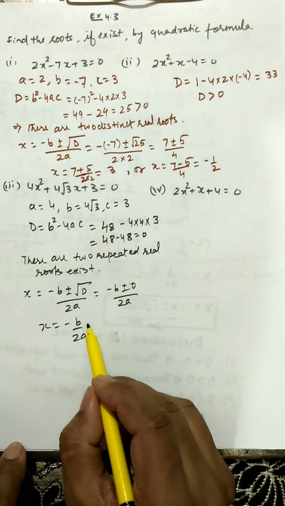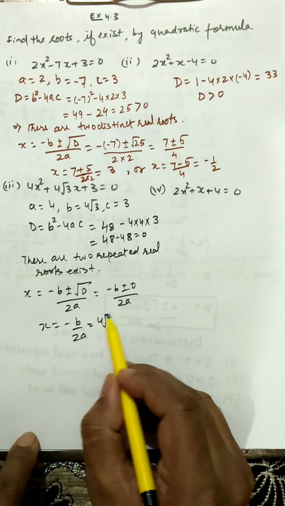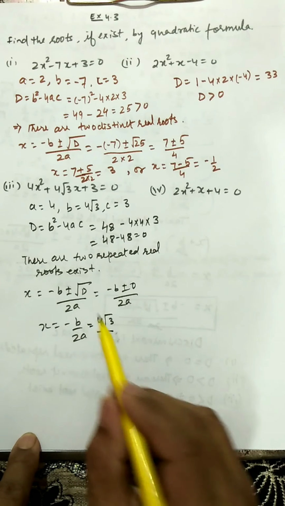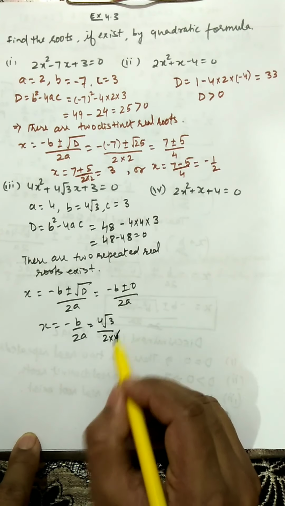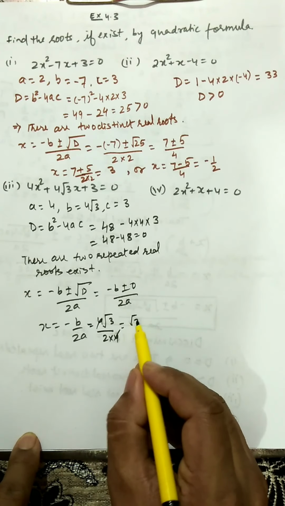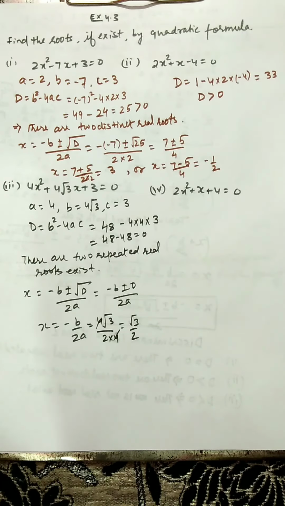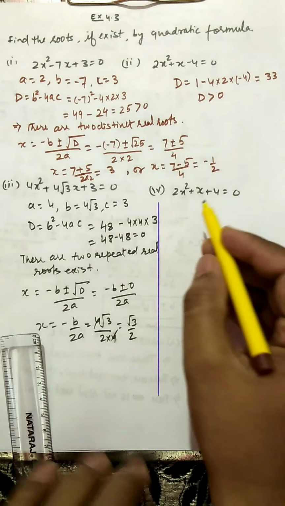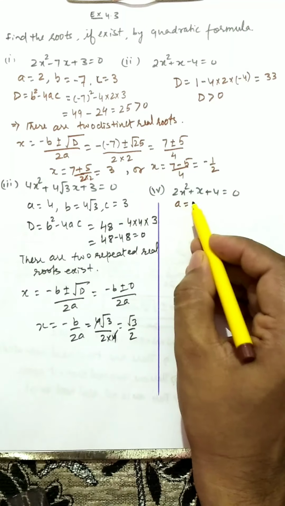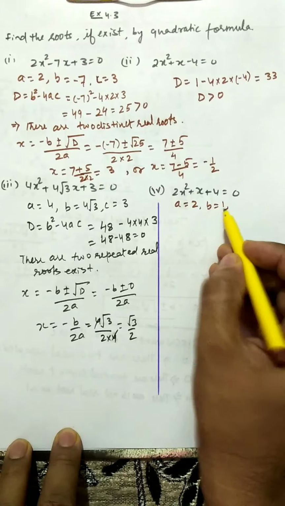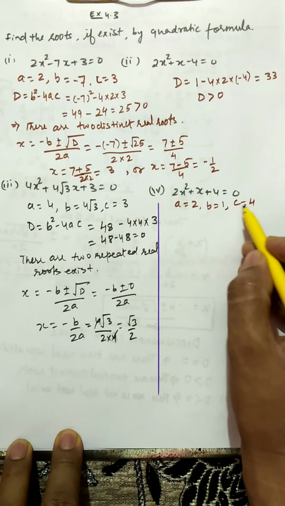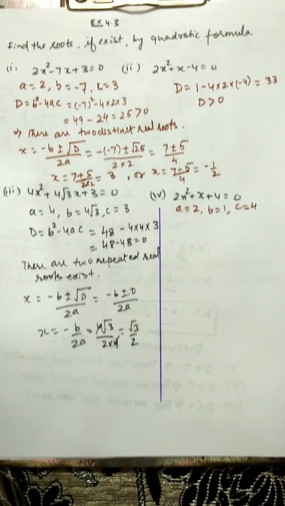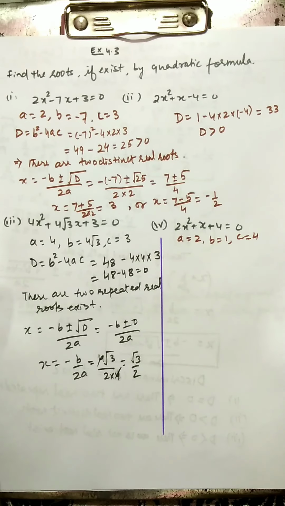Your value of b is 4 root 3, and the value of 2a is 2 into 4. So 4 got cancelled. So this is root 3 by 2. So this is the answer to your question. Now we'll discuss the next part. In the next part, you see a equal to 2, b equal to 1, and c equal to 4. So now how can we find the solution?